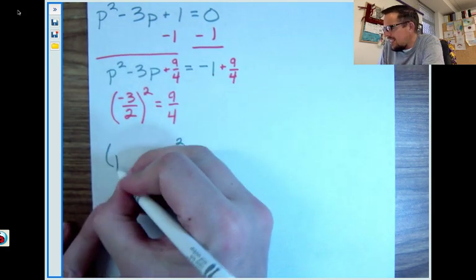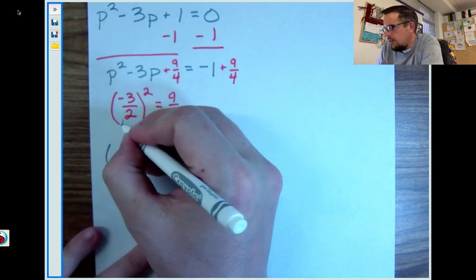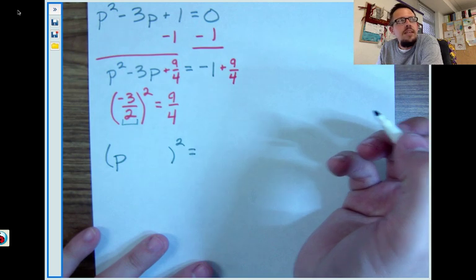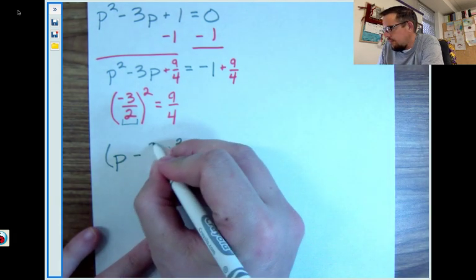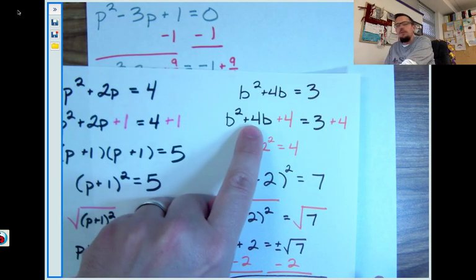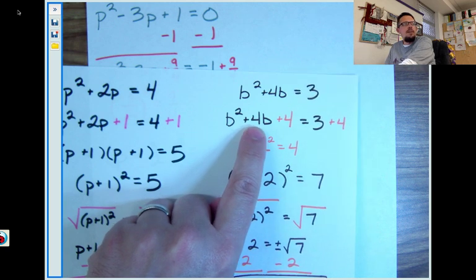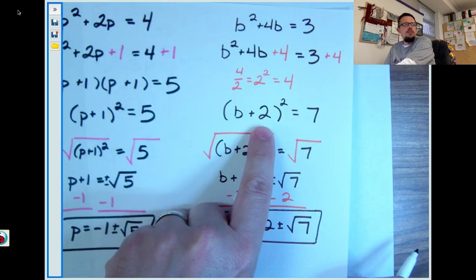What are 2 numbers that will multiply for 9/4 but add for -3? Now that's not an easy thing to think about. It's not an easy thing to do in your head, but I got good news. It's this number. It's -3/2. As a matter of fact, it's always the middle number divided by 2. If you go back to our previous problems, what was the middle number divided by 2? What was 4 divided by 2? 2. And that's what ended up in the parentheses.